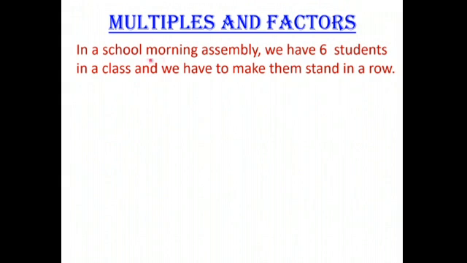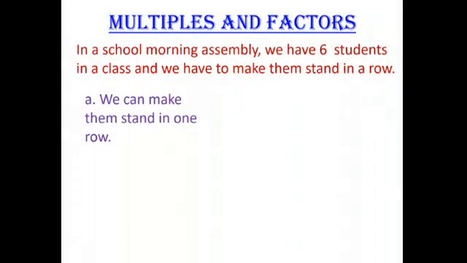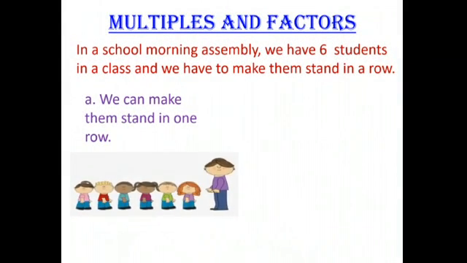In a school morning assembly, we have 6 students in a class and we have to make them stand in a row. So we can make them stand in a row in different ways. The first one is we can make them stand in one row. So all the 6 students will come in one row. So that means 6 into 1 equals 6. Here 6 is the number of students and 1 is the number of rows.